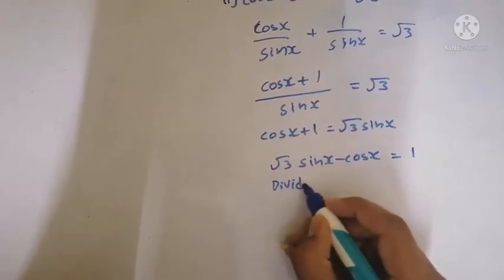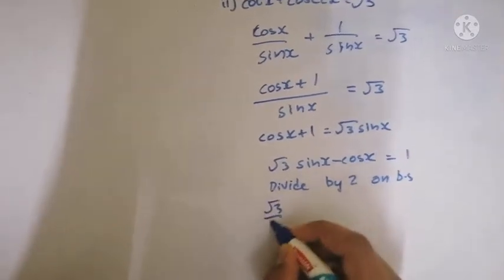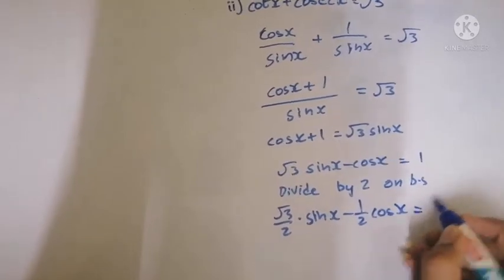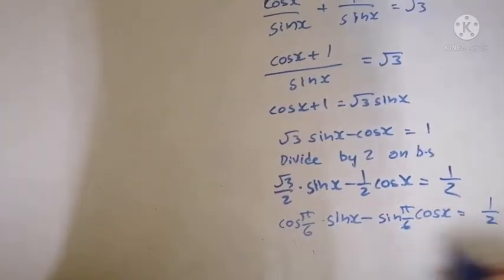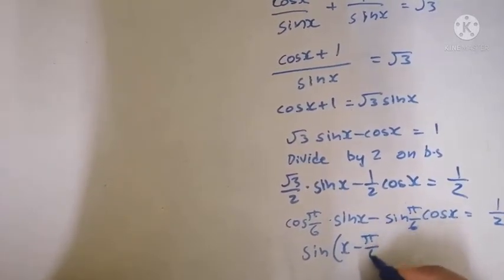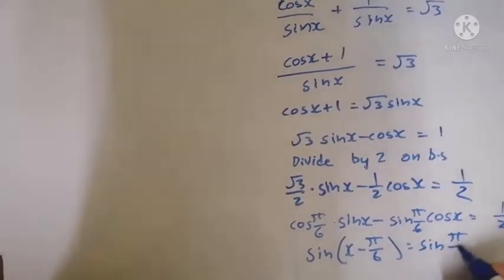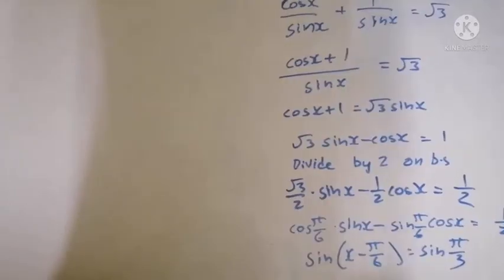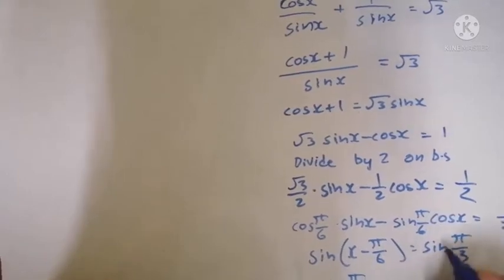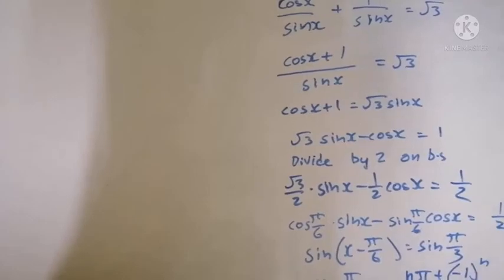Divide both sides by 2. So now root 3 by 2 sin x minus 1 by 2 cos x is equal to 1 by 2. So now it is in the form of sin of x minus pi by 6 is equal to sin of, when will sin 1 by 2 occur, sin pi by 6. So x minus pi by 6, what is the general solution of sin? n pi plus minus 1 whole power n, pi by 6.